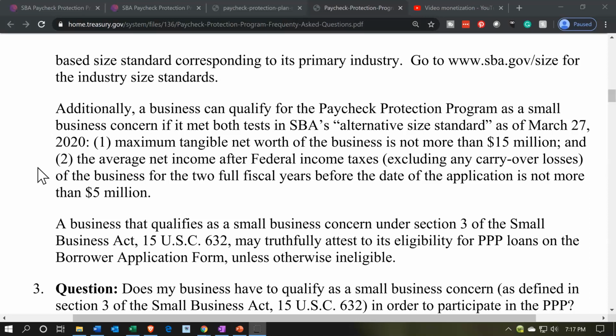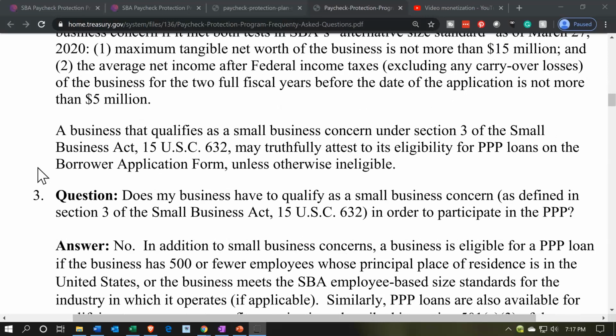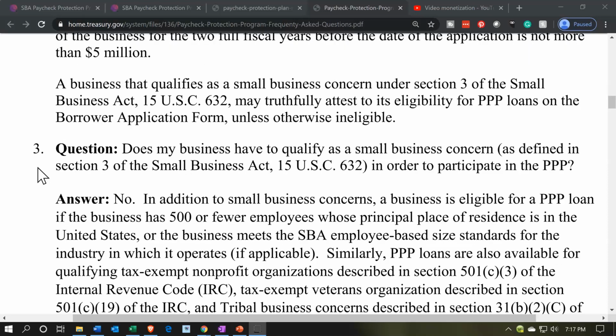1. Maximum tangible net worth of the business is not more than $15 million, and 2. The average net income after federal income taxes, excluding any carryover losses, of the business for the 2 full fiscal years before the date of the application is not more than $5 million. A business that qualifies as a small business concern under Section 3 of the Small Business Act, 15 U.S.C. 632, may truthfully attest to its eligibility for PPP loans on the borrower application form unless otherwise ineligible.